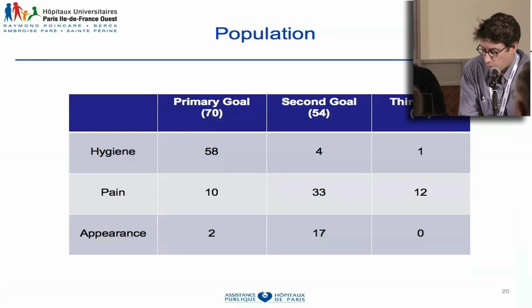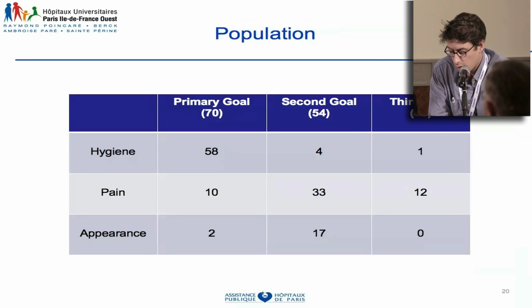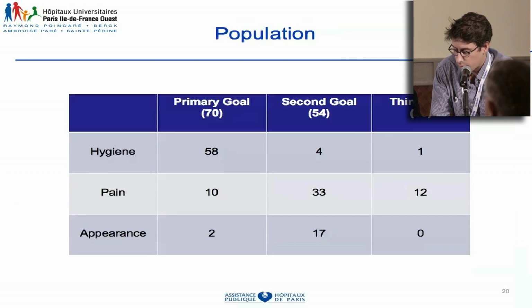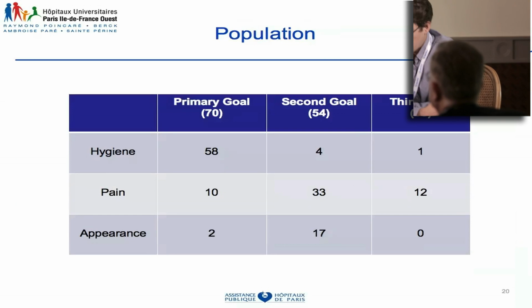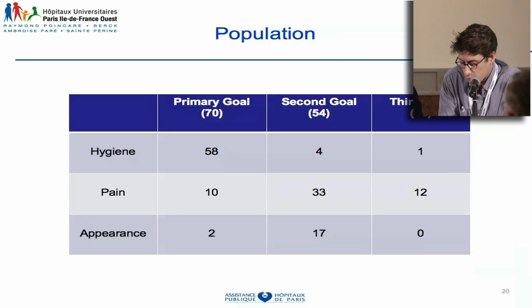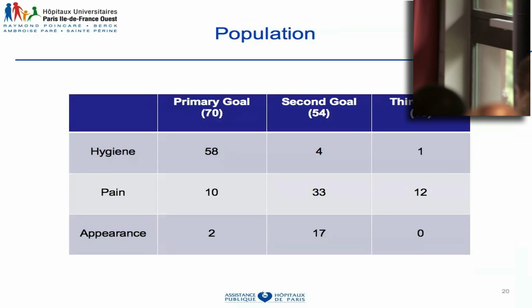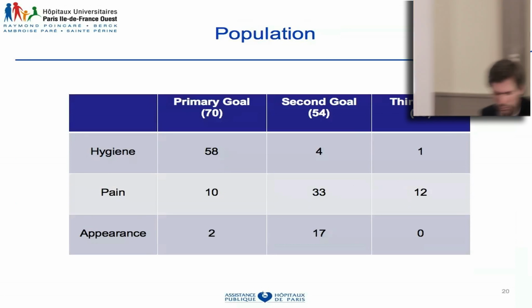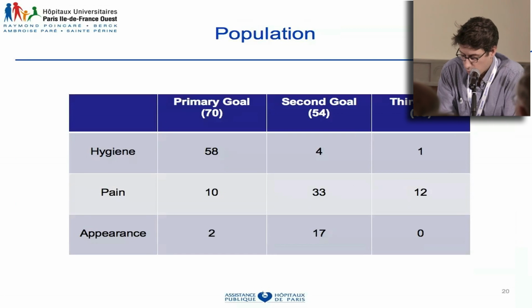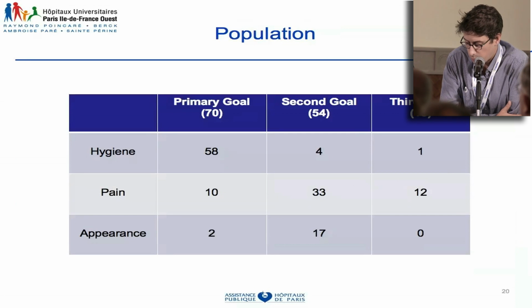The primary goal for the 70 procedures was to improve hygiene in 58 cases, reduce pain in 10 cases, and improve appearance in 2 cases. Among the 63 patients, 51 patients chose a second goal for 54 cases, including bilateral surgery. Among them, 4 was hygiene, 33 was pain, and 17 was appearance. And for 13 cases, patients chose a third goal. It was pain in most cases.